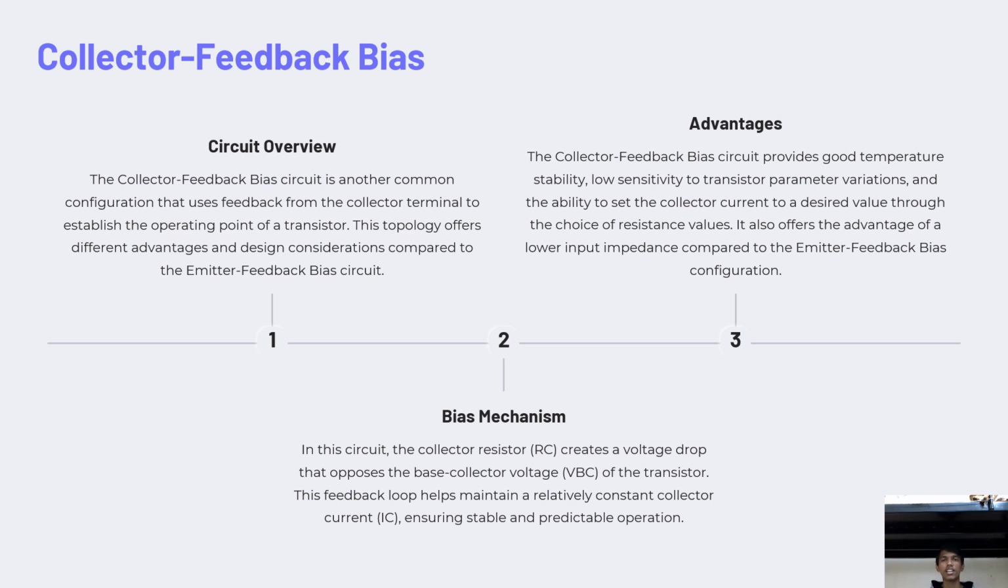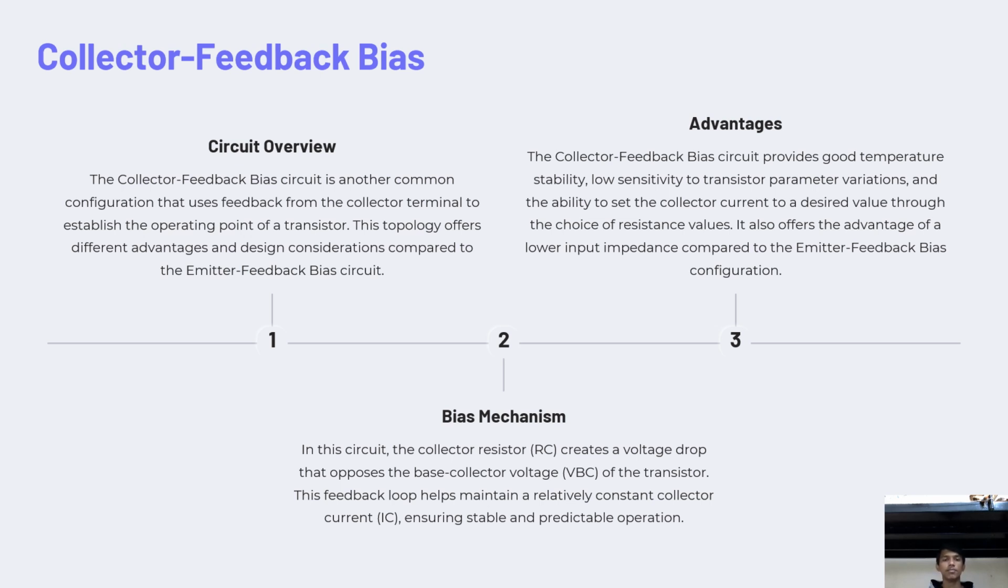Advantages. The collector feedback bias circuit provides good temperature stability, low sensitivity to transistor parameter variations, and the ability to set the collector current to a desired value through the choice of resistance values. It also offers the advantage of a lower input impedance compared to the emitter feedback bias configuration.